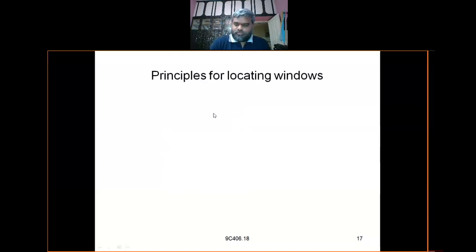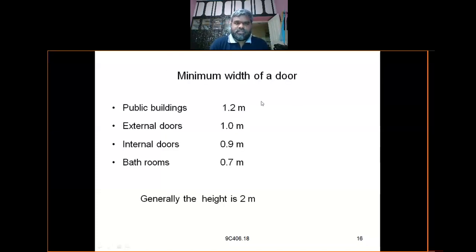Right. So for public buildings, the minimum width of the door is 1.2 meters. External doors 1 meter, internal doors 0.9 meter, bathrooms the width of the door is 0.7 meters. Generally, the height of the door is 2.1 meters. Here it is given as 2 meters.